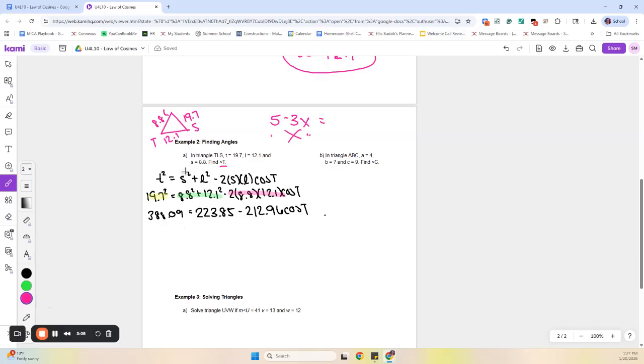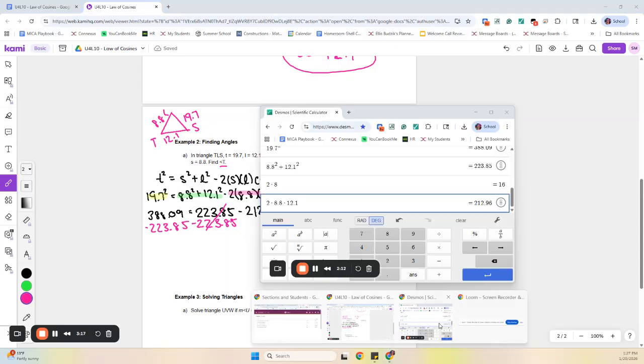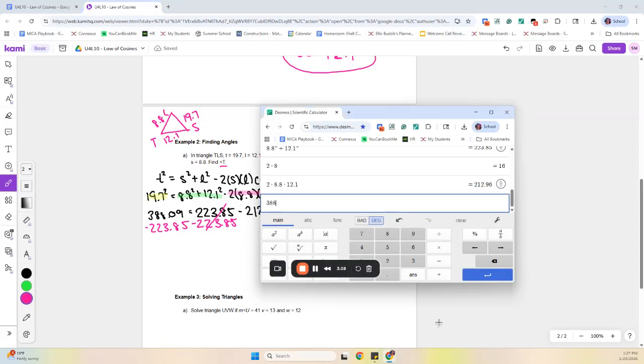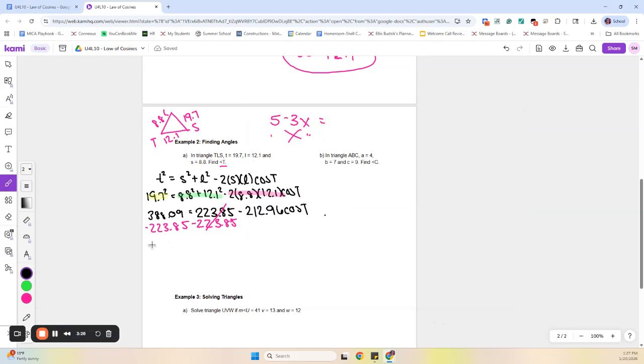Well, I start moving things. I'm going to move the 223.85 first to cancel that out. Minus 223.85. So I get 388.09 minus 223.85, and I get 164.27 equals, and then don't lose your negative. I still have a negative 212.96 from the minus sign, cosine of t.